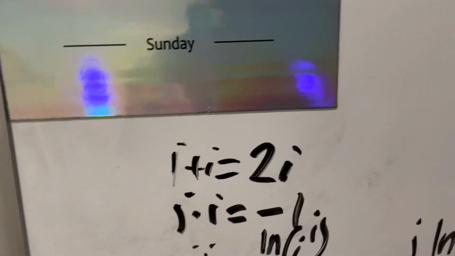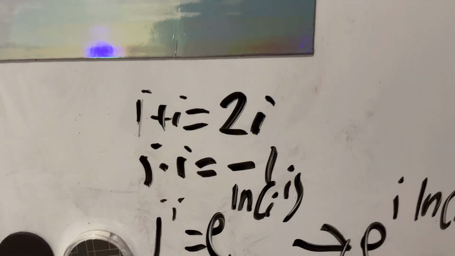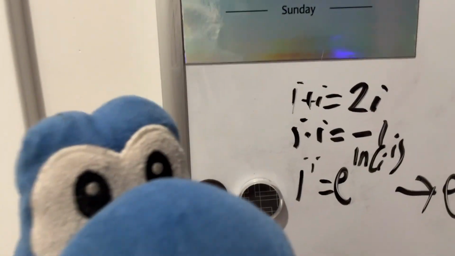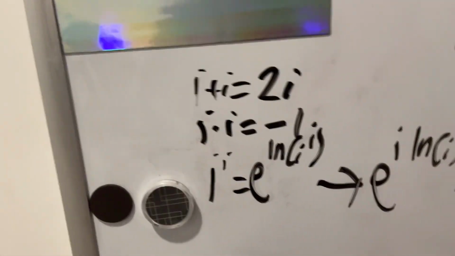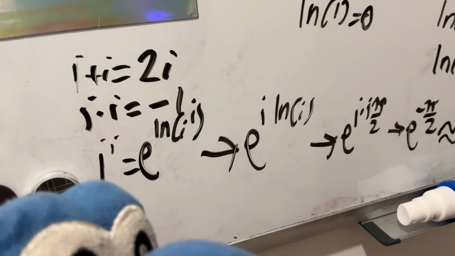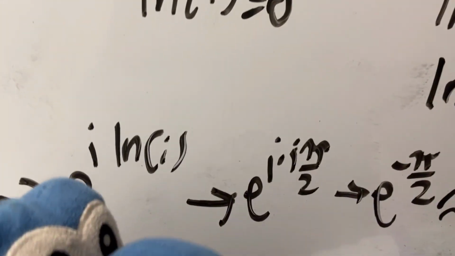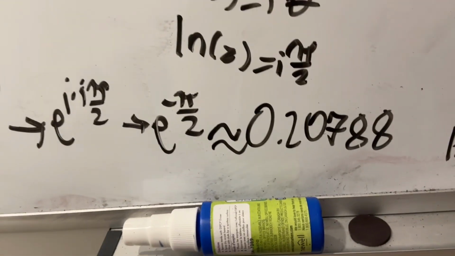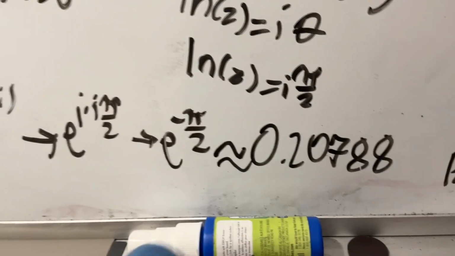So we have i plus i equals 2i, and i times i is -1. i to the power of i, we can solve this now since we know the natural log. We can scramble this around: e to the power of i times natural log of i, e to the power of i times pi over 2, e to the power of -pi over 2, which is a real number. 0.20788.